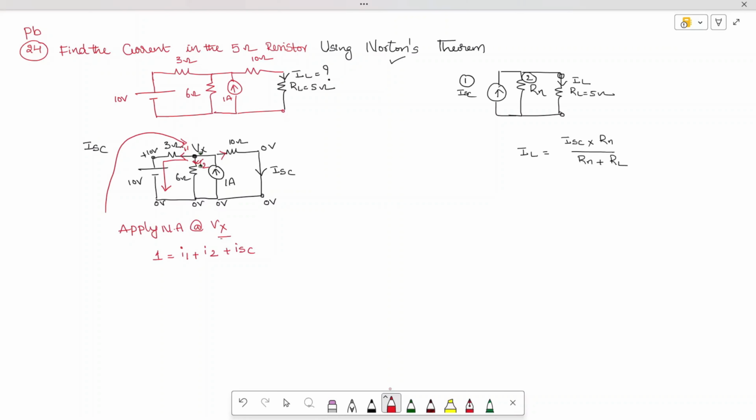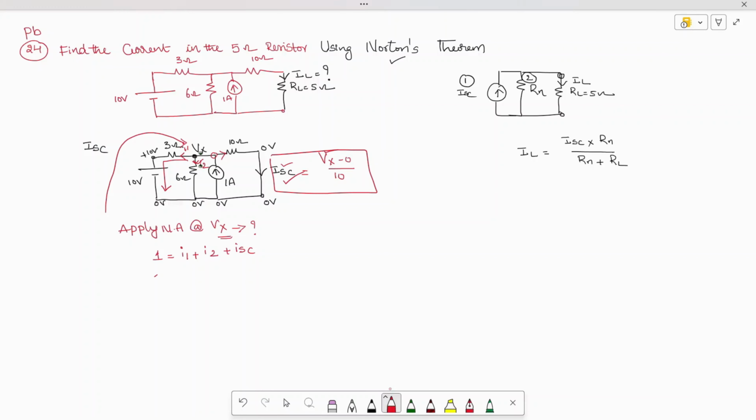Now we need to find the value of Vx. Why? Because of the formula for ISC. How to find the current ISC? The voltage at this point is Vx, so Vx minus 0 divided by R. What is the R value? 10. So when you perform Vx by 10, automatically I can find out ISC. Okay. So in order to find ISC, I am finding Vx.